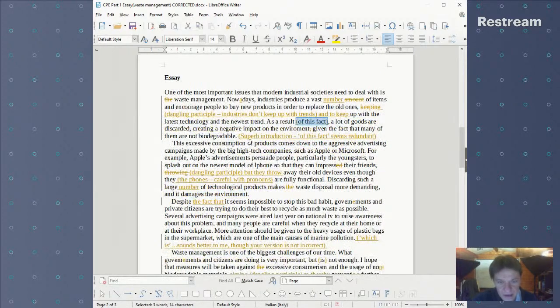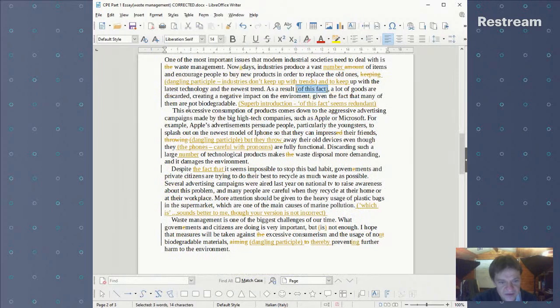Okay. Let's keep going. This excessive consumption of products comes down to the aggressive advertising campaigns made by the big high-tech companies, such as Apple or Microsoft. For example, Apple's advertisements persuade people, particularly the youngsters, to splash out on the newest model of iPhone so that they can impress their friends. Okay, really good so far. All of this is good.